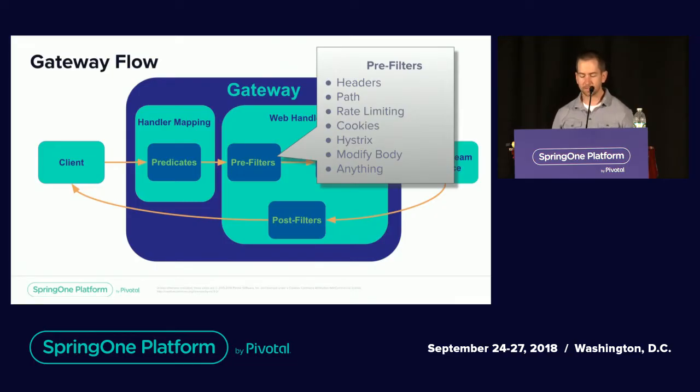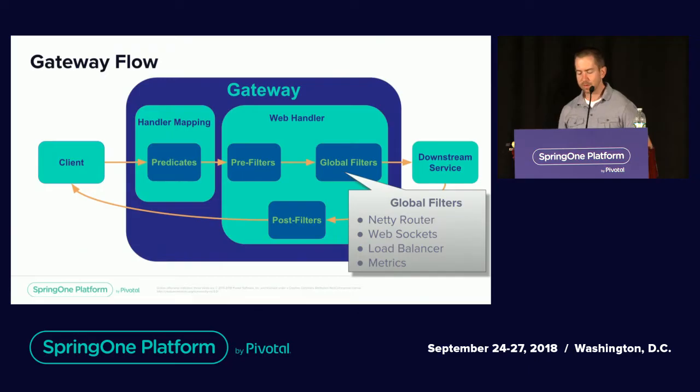Again, anything here. And then global filters, we have a couple. Like I said, these are applied to all requests, and they handle core things like actually routing the request. So if you're routing an HTTP request, we use this Netty routing filter, the Netty HTTP client, to do that.